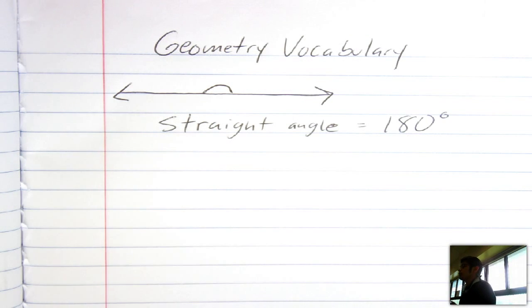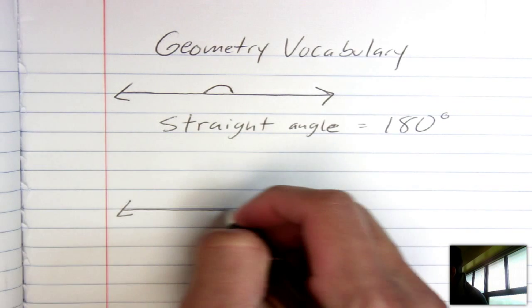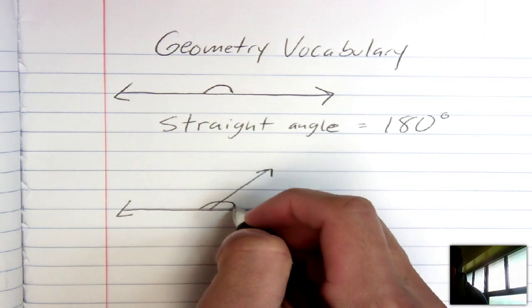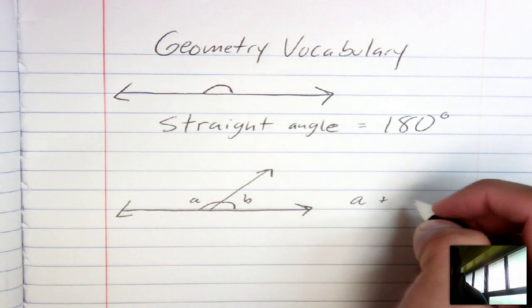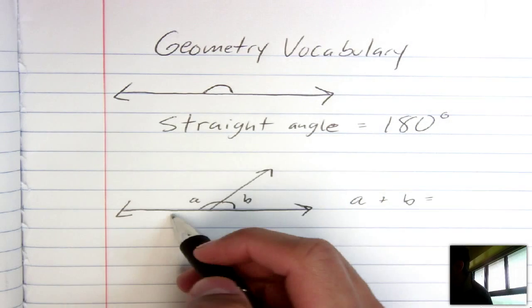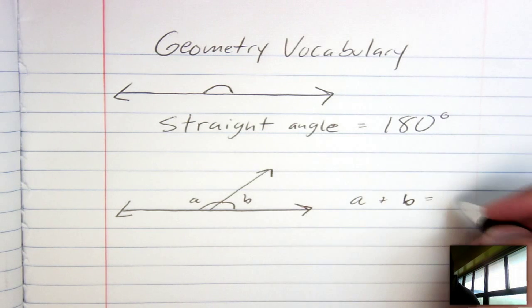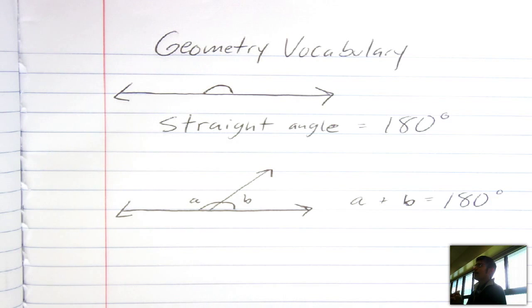An important thing you need to know about straight angles is that if you cut it up into two different angles like this, A and B are always going to equal what? Does anybody know? If it makes a straight line, A and B are going to equal 180 degrees. Okay? So a straight line is 180 degrees. You have to know that. It's a very important part of geometry.